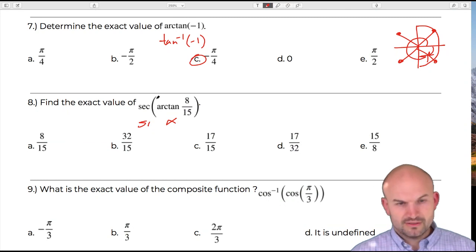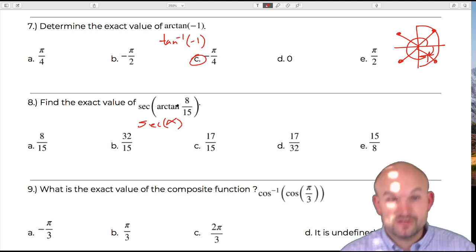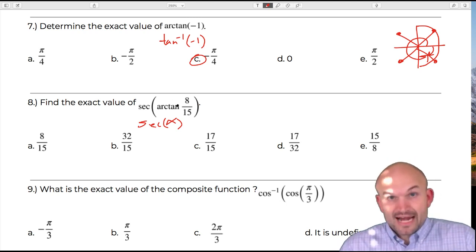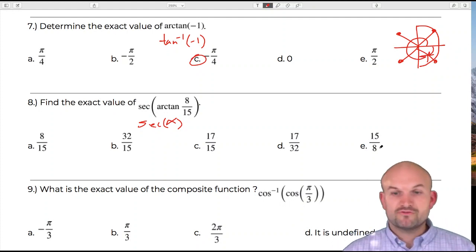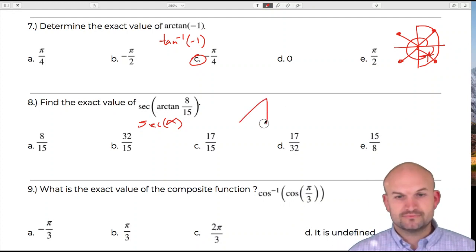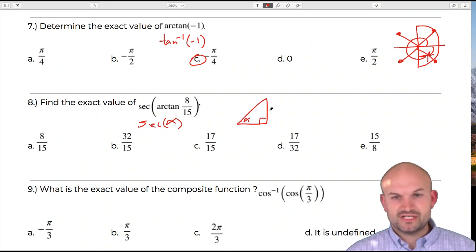So therefore, the secant of alpha. Okay, so remember, when you're using inverse tangent or arctangent, you're looking for an angle, right? So let's just say whatever that angle is, let's call it alpha. So from that point, I can draw a triangle. Let's put alpha right here. Here's my right triangle. So again, tangent is opposite over adjacent.